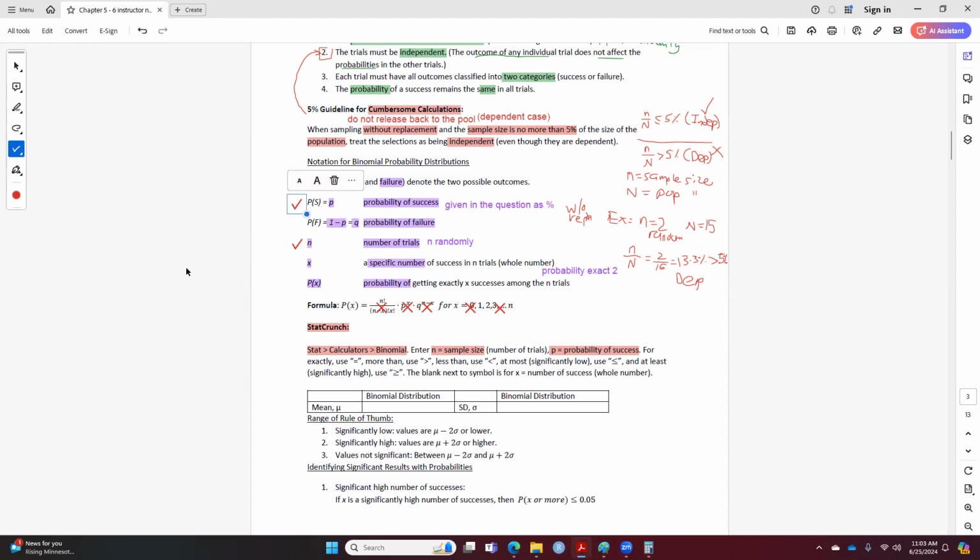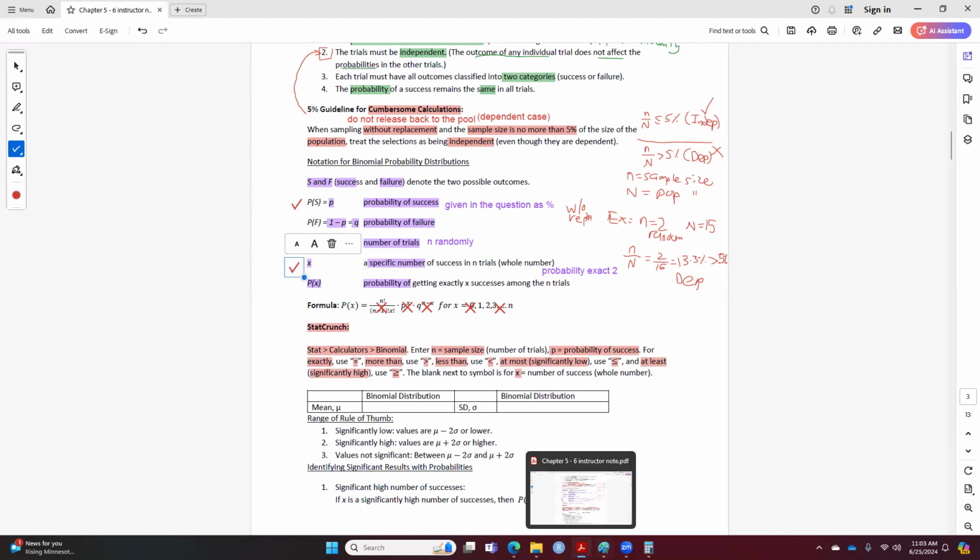And then again, you have the keywords that we just used here. If you have the word exactly, you use the symbol equal to. If you have more than or greater than, make sure you use the symbol of greater than. Less than or fewer, use this symbol. If you have the word at most or significantly low, you use the less than or equal to. If you have the word at least or significantly high, you use this symbol. And then the blank next to it, you put in the X. So you do need to fill in your X.